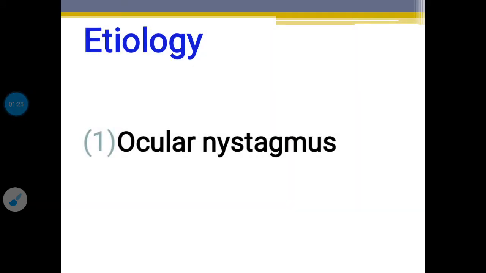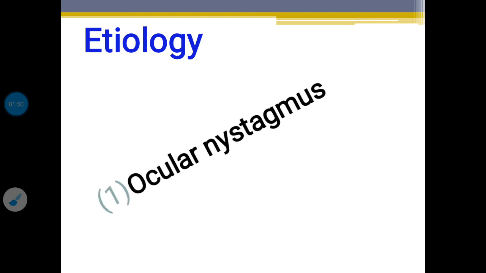Now coming to the etiological factors, it can be grouped under four varieties: one is ocular nystagmus, second is vestibular nystagmus, third is central nystagmus, and the fourth is congenital idiopathic nystagmus. So let us see the first variety, that is ocular nystagmus.